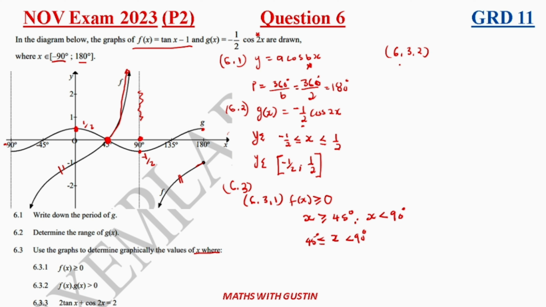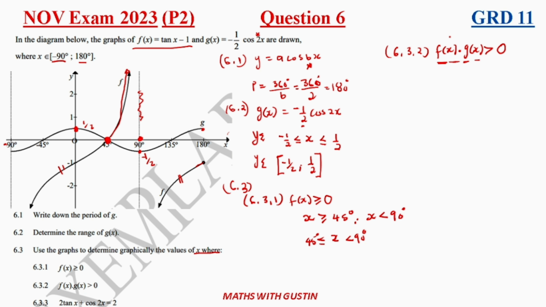6.3.2 said look for the values of x where, when you multiply the graph of f of x with the graph of g, you get a positive number. This is what it means, guys. If you are able to read it out when you're looking at it graphically, then at least you are one step ahead. So understand what this means.